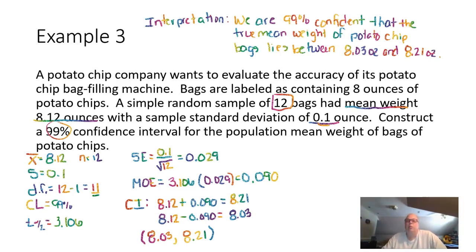So there's our interpretation. We're 99% confident that the true mean weight of potato chip bags lies between 8.03 ounces and 8.21 ounces. And that true mean weight, again, would be the mean weight for the population. So for all of the potato chip bags that are made on that particular day.